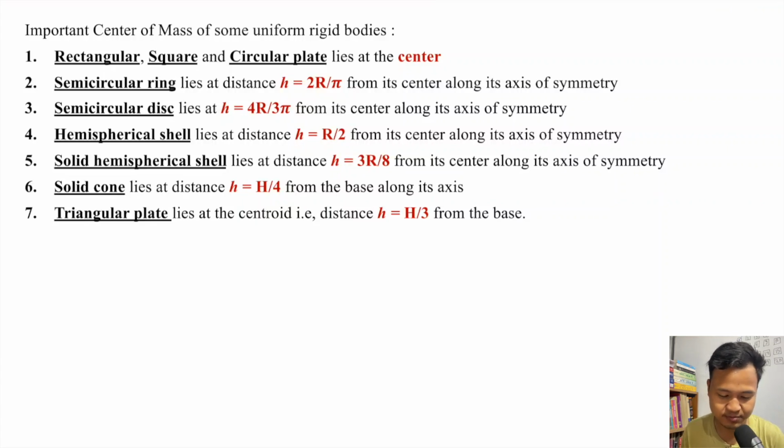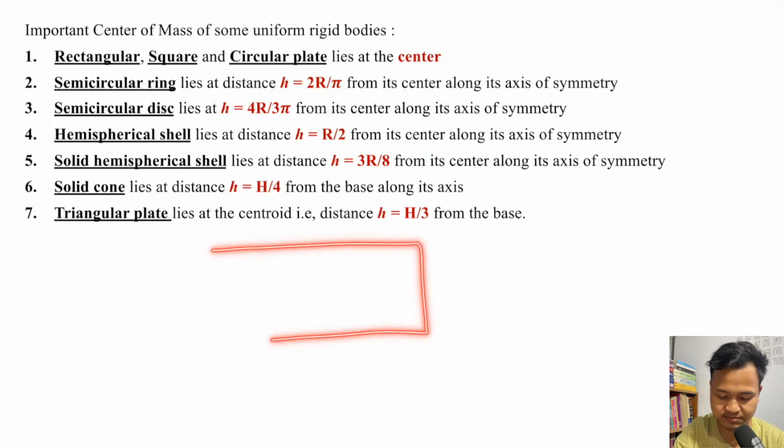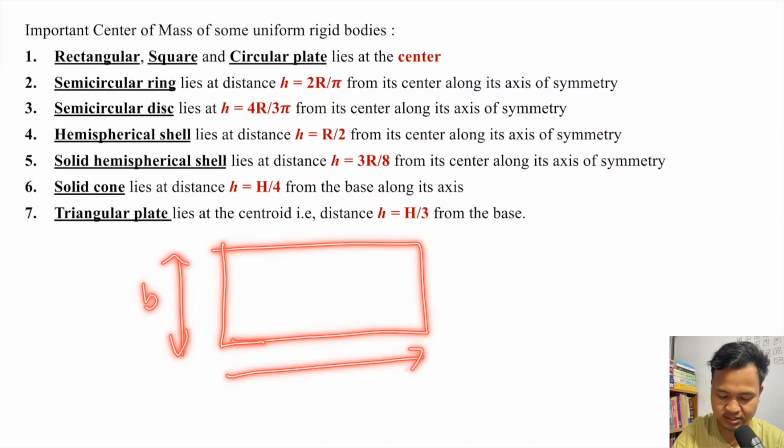So here I have written some uniform rigid bodies. For example, bodies that have symmetry. Consider a rectangular plate, a square plate, or a circular plate. Where is the center of mass? Suppose we have a rectangular plate, so what is the shape? Rectangular plate, with breadth B and length L. The center of mass will be exactly in the middle.